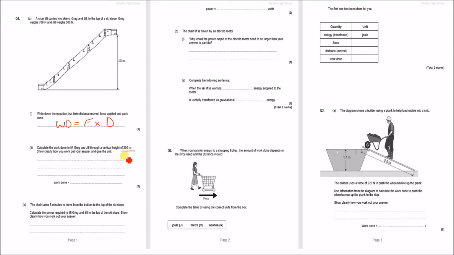The distance travelled is 200 meters, as we can see in this equation, and the force is equal to the weight of both Greg and Jill. So we've got a weight of 700 and 500 together. So if we add those two together, we will get 1200 newtons, and we're going to multiply that by the distance travelled, which is 200 meters. That will give us a work done, remember, which is in joules, and that's 240,000 joules.